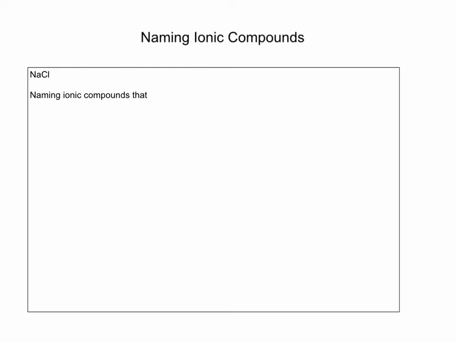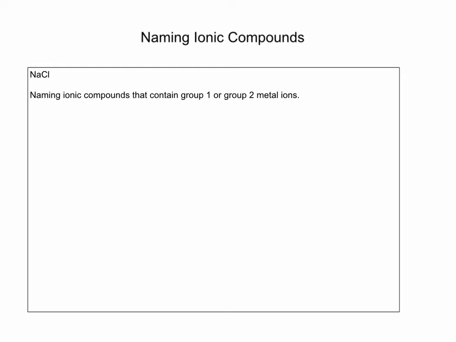And right now we are going to talk about the rules for naming ionic compounds that contain group 1 or group 2 metal ions. Later we're going to talk about how you name ionic compounds that contain transition metals, but right now we will focus on group 1 and 2 metal ions.